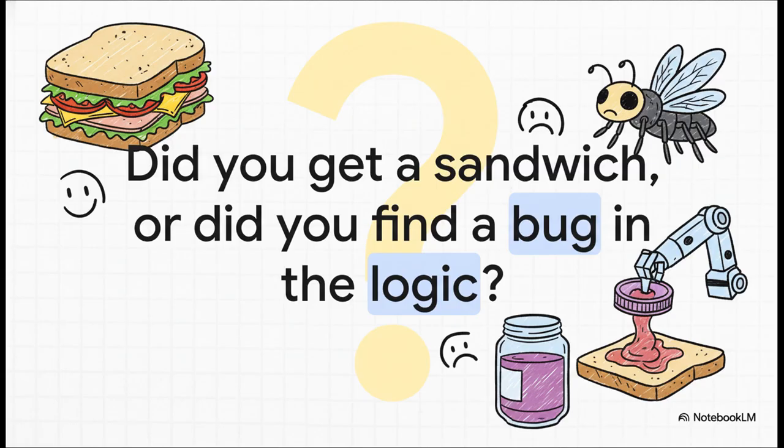That's what we call an error in our code that caused our robot to, say, try spreading jelly with the lid still screwed on tight. Testing is how we find our mistakes and fix them.